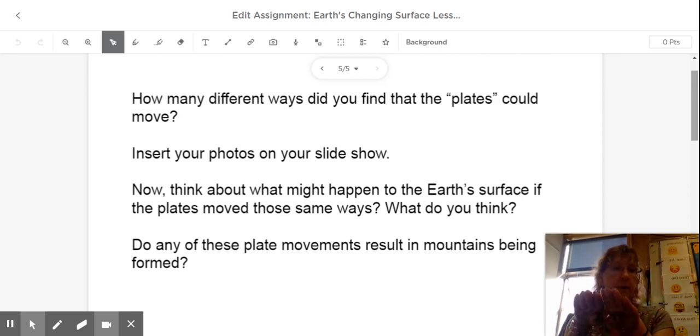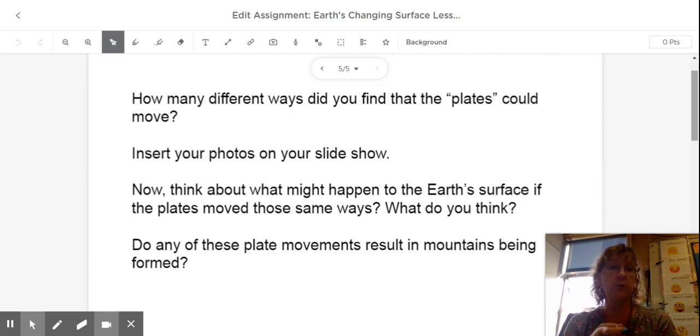What do you think? We might feel earthquakes as they're moving apart. And what happens when we do this? Do any of these plate movements result in mountains? Think about that question. You will have these questions on your slides to answer. So your job is to experiment with your hands a little bit, draw your pictures and insert them into your slides.